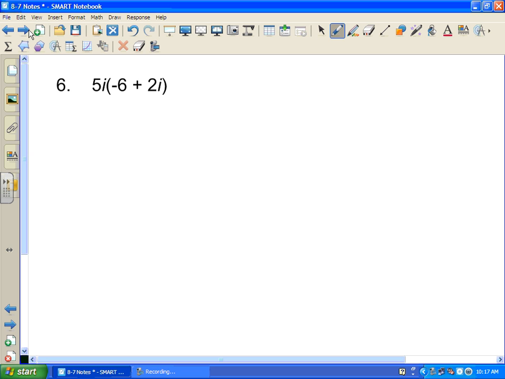What do I do? Distribute. So 5i times negative 6. And 5i times 2i is plus 10i squared, and then I already heard you say that's the same thing as what? Yeah, so if you see an i squared, it just changes the sign. It's negative 10. But make sure you take the i off. It's not negative 10i or negative 10i squared. It's just negative 10.